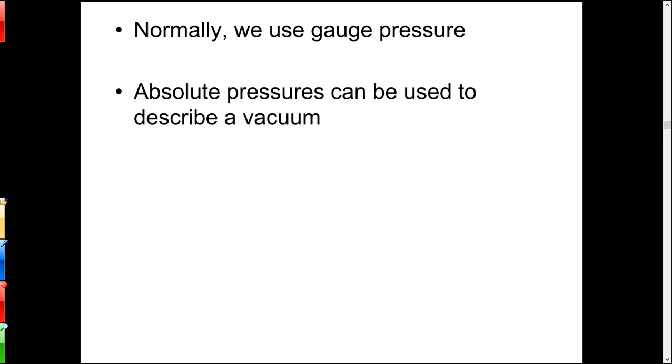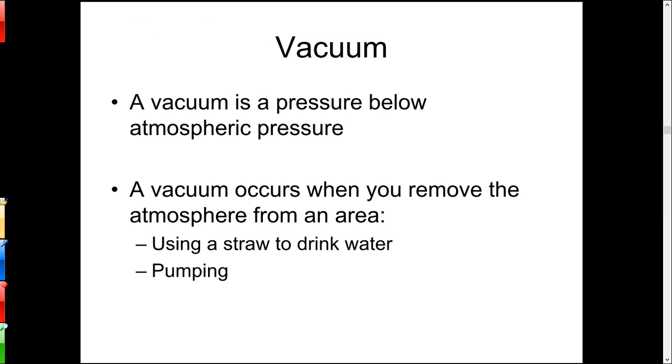Okay, normally we use gauge pressure. Now, absolute pressures can be used to describe what's called a vacuum. Now, a vacuum is a pressure below atmospheric pressure. Okay, on Earth, a vacuum occurs when you remove the atmosphere from an area. Examples would be using a straw to drink water. You pull the air out of the straw, you create a vacuum in the straw. Certain pumping applications, if the pump is above the water, you create a vacuum in the pump.